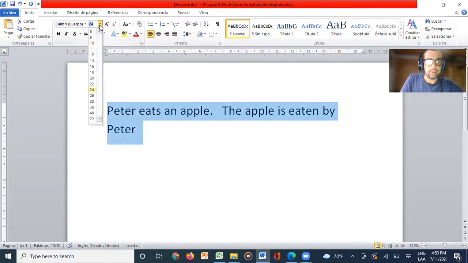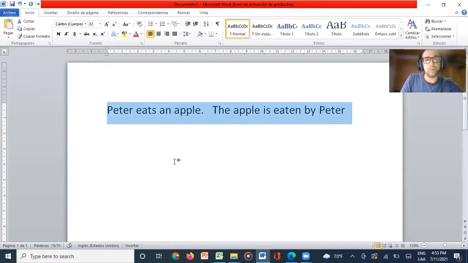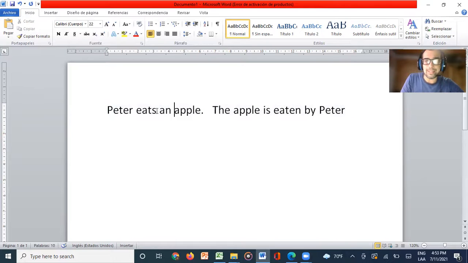So we have here, Peter eats an apple. And since it is in the simple present, I need to use the verb to be in the present plus the past participle, right? Something that is very important to know.